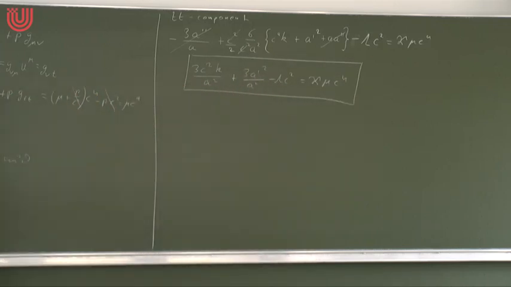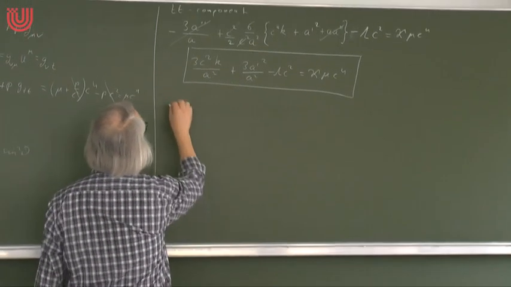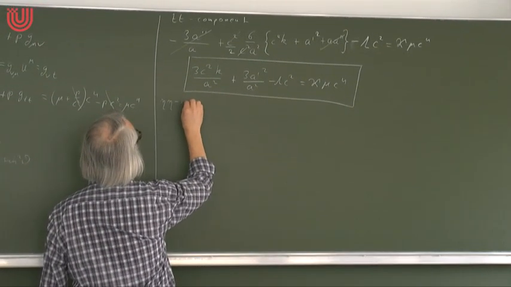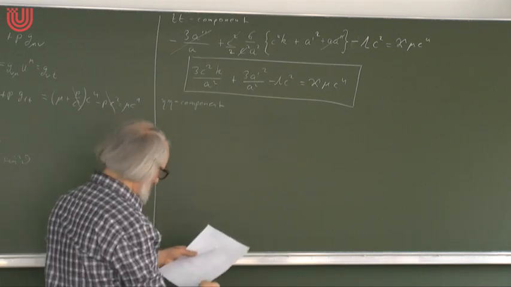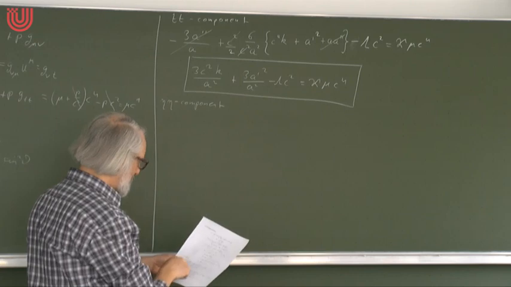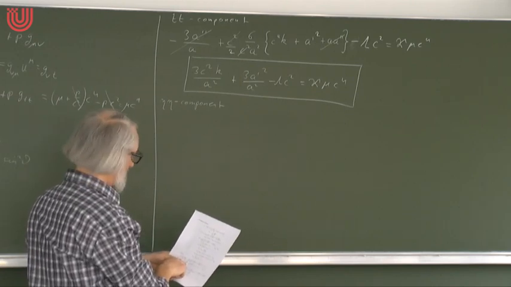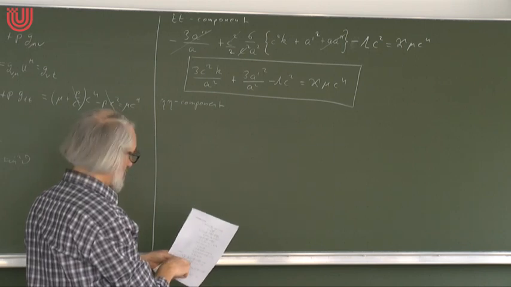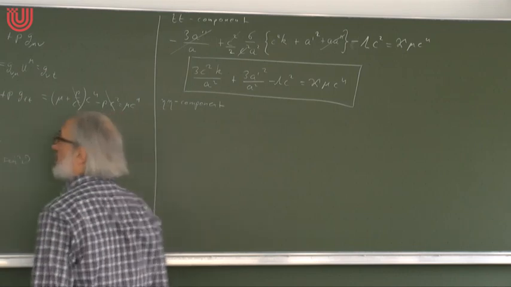And I will discuss it in a minute together with the second one we get. The second one comes from the eta component. First, let me check if I got this correct, because if a sign is wrong, then I will get problems later. C squared A squared plus 3 over A squared prime minus lambda C squared. Okay, that's fine. So eta component.